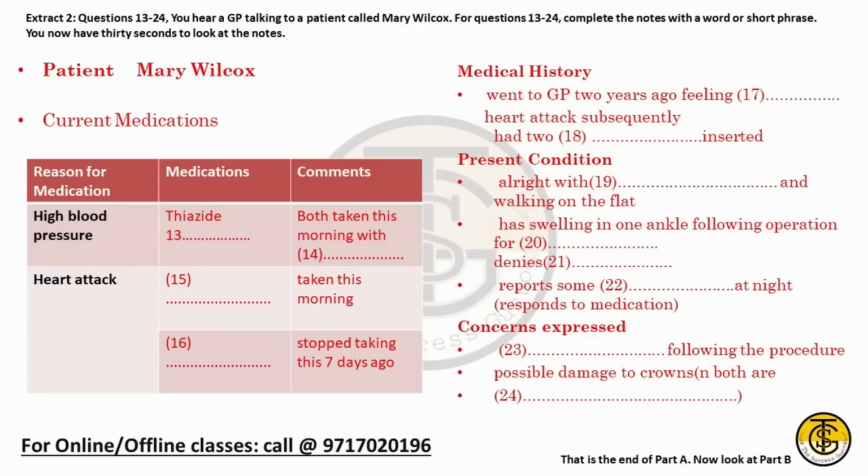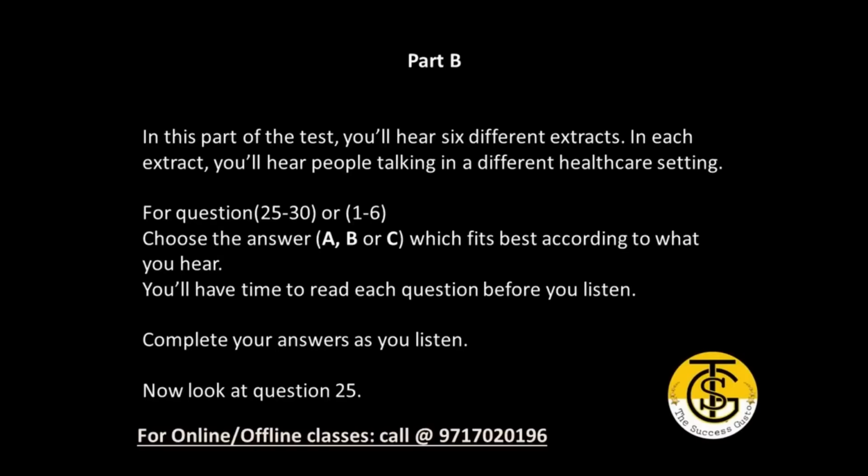That is the end of Part A. Now look at Part B. Part B. In this part of the test, you'll hear 6 different extracts. In each extract, you'll hear people talking in a different healthcare setting. For questions 25 to 30, choose the answer A, B or C which fits best according to what you hear. You'll have time to read each question before you listen. Complete your answers as you listen.